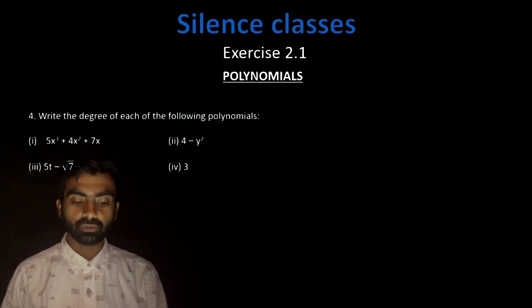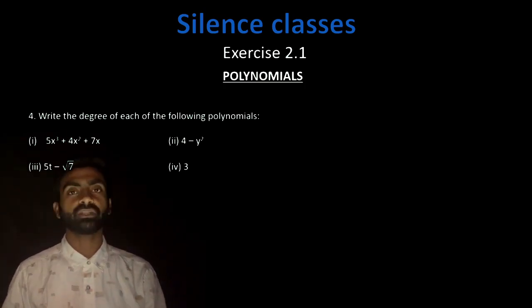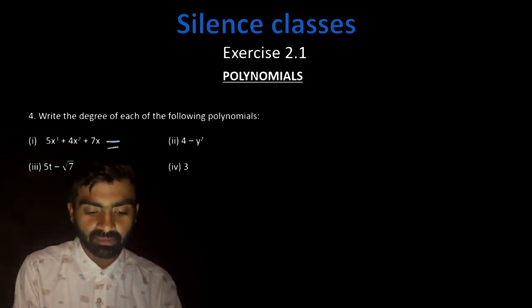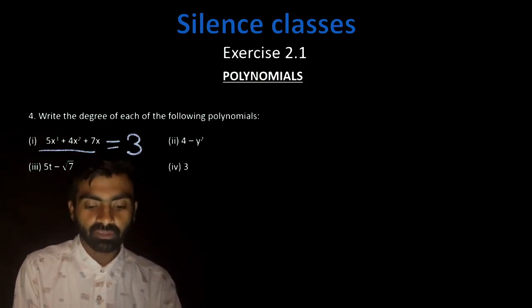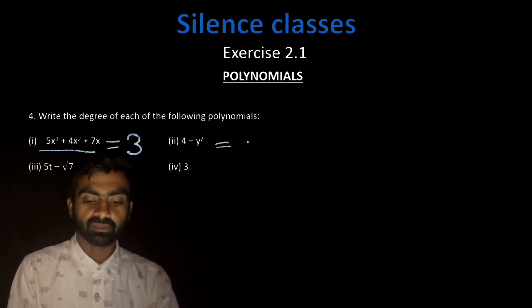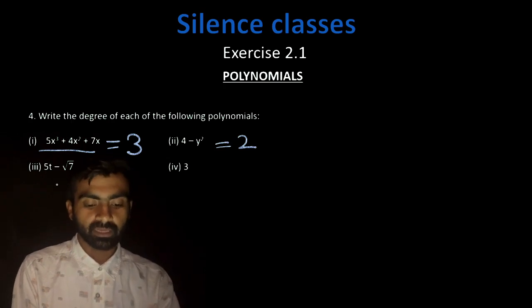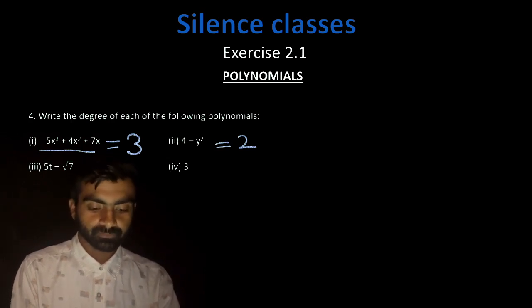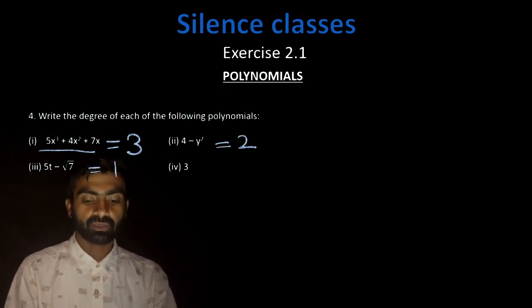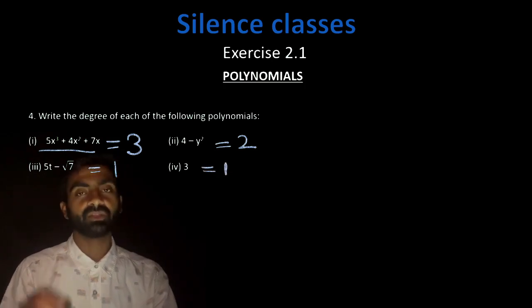Write the degree of each of the following polynomials. What is degree? Degree means the highest power of the given expression. So over here the highest power in the given expression is 3, so the degree is 3. Over here the highest power is 2, so we can say the degree is 2. Over here there is no power written, so we can say the highest power is 1. And over here also the highest power is 1.